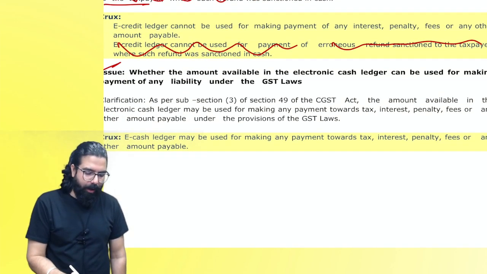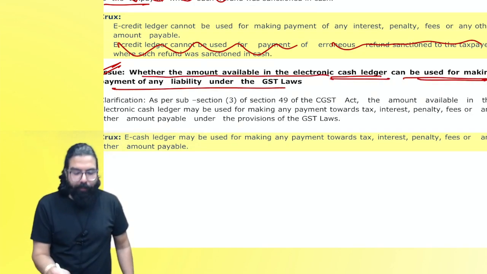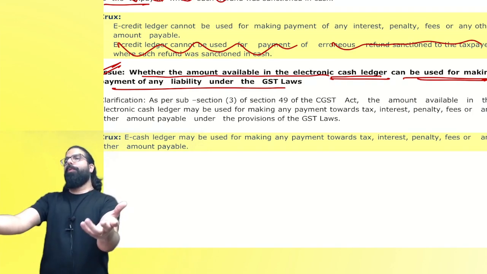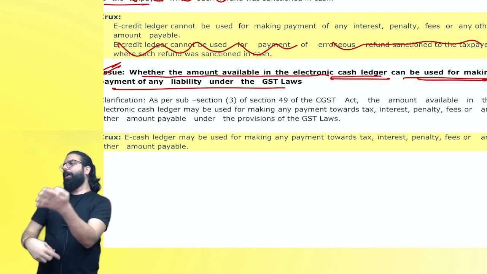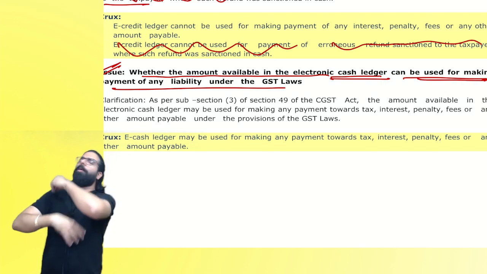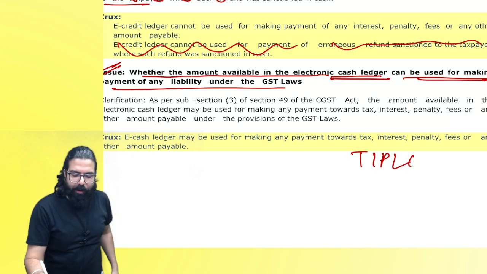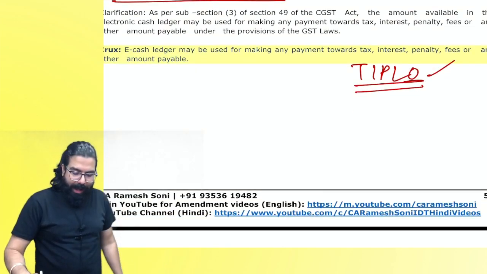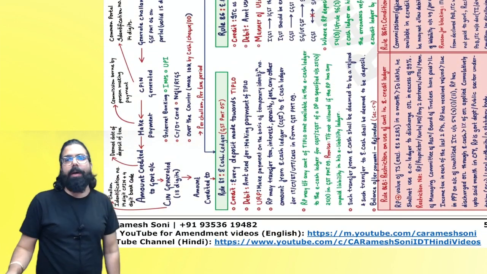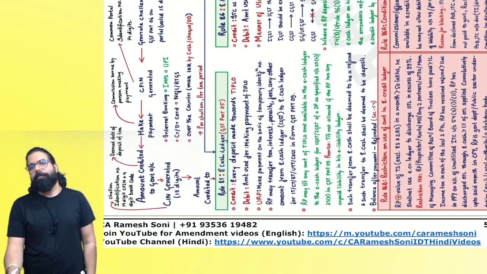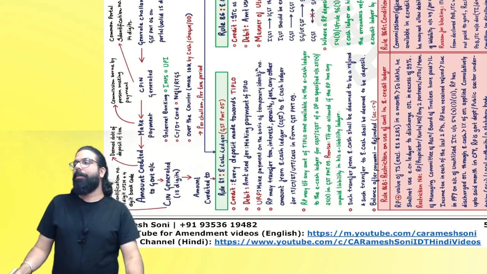The next one over here. You answer. Whether the amount available in the e-cash ledger can be used for making payment of any liability. E-cash ledger. What can you do with the e-cash ledger? TDS, TCS, RCM liability, composition tax, interest, penalty, late fee, any other amount. Baba, the e-cash ledger can be used for making payment of tax, interest, penalty, late fee, or any other amount. I'll go ahead. Baba, this is the amended chart which has also been given below. Right, everyone? I'll close my discussion on the amendments relating to payment of tax.